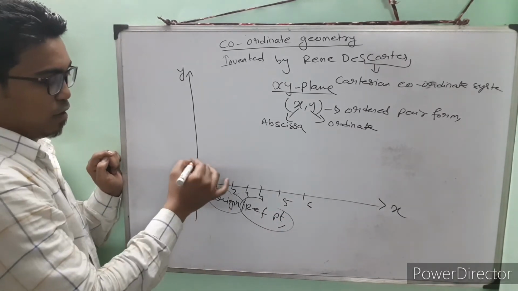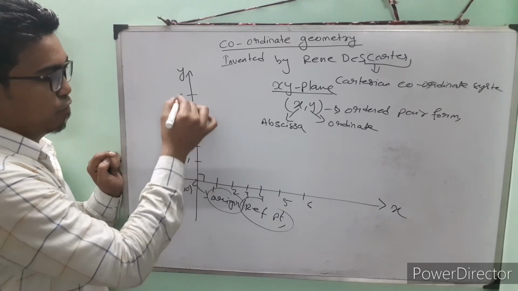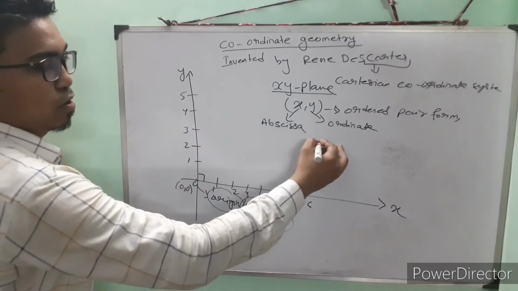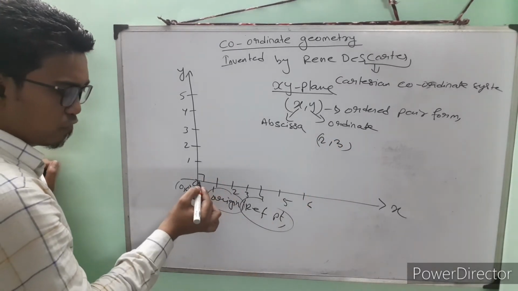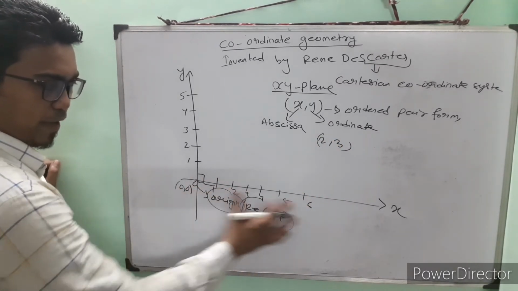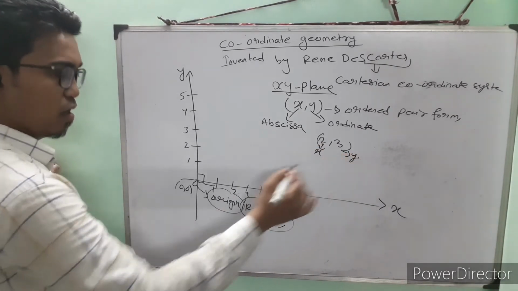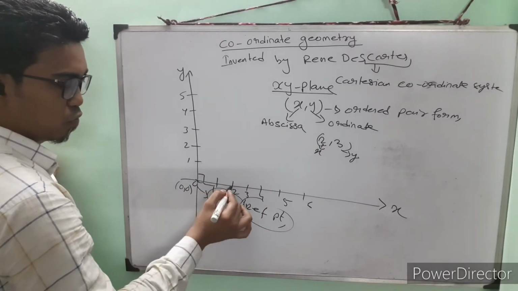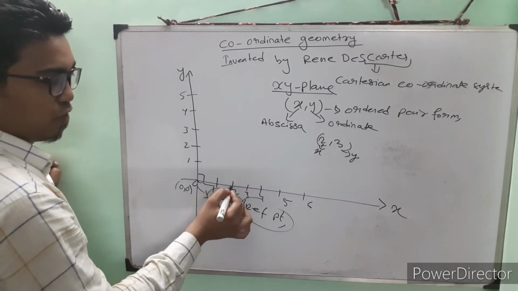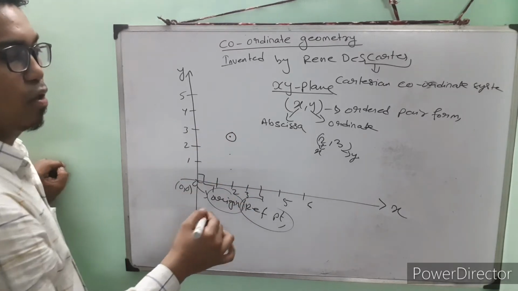Suppose the x-axis is marked 1, 2, 3, 4, 5, 6, and above, on the y-axis, 1, 2, 3, 4, 5. Suppose you need to plot 2, 3. Then what will you do? Just move 2 units along the x-axis. This one is x and that one is y. Move 0 to 2 units, 1, 2, and move 3 units along the y-axis, 1, 2, 3. So this is the point.